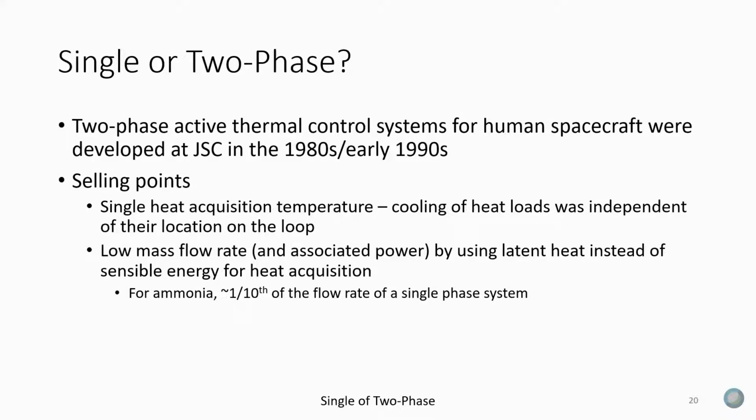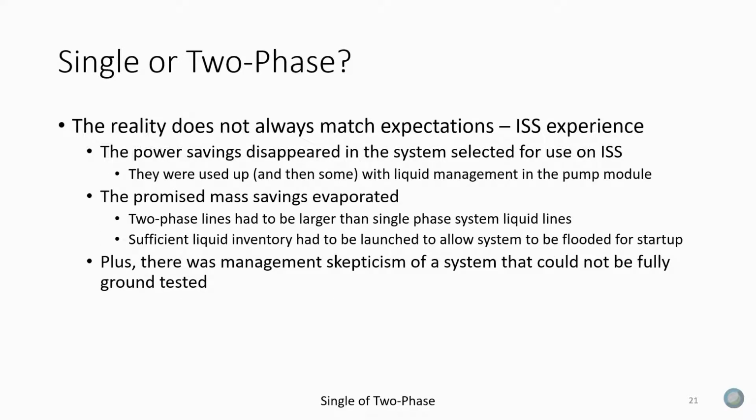And at JSC, we spent a lot of energy and a lot of time developing systems. We had 3 candidate systems for space station, went through, down selected to 1. And we're pressing forward with the use of a two-phase system.